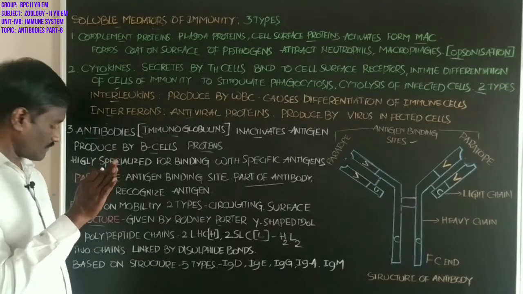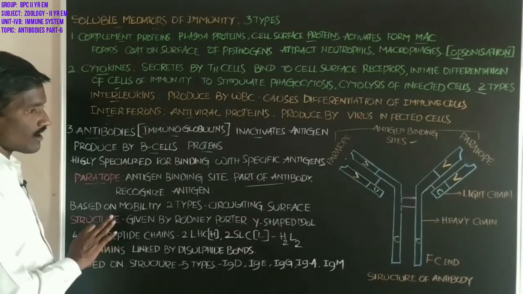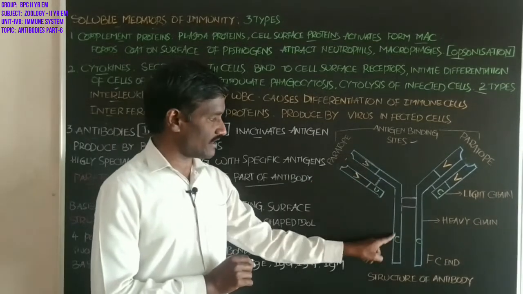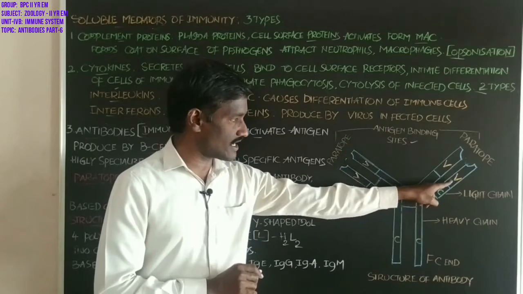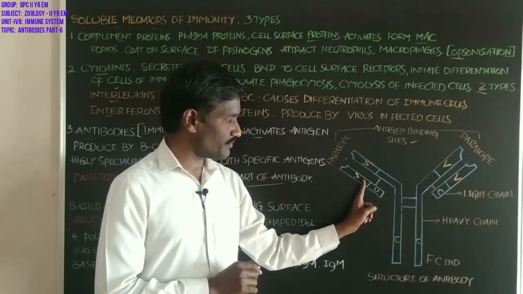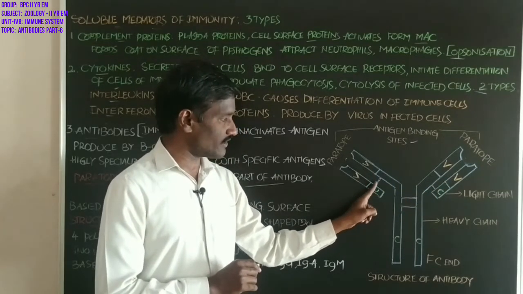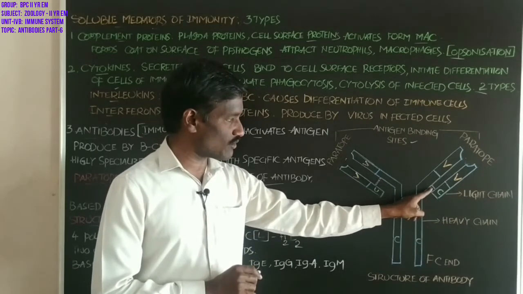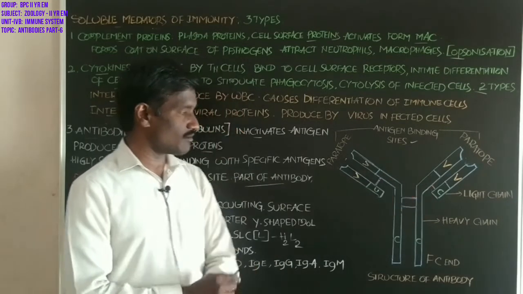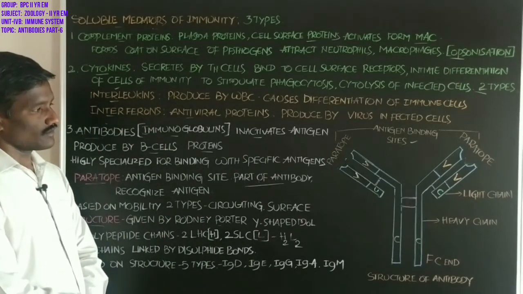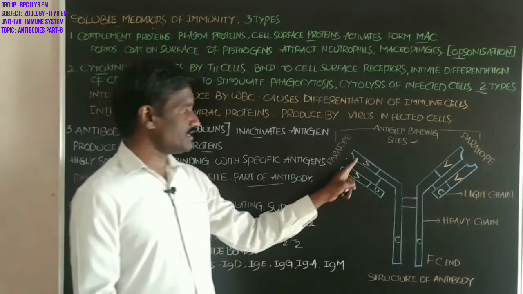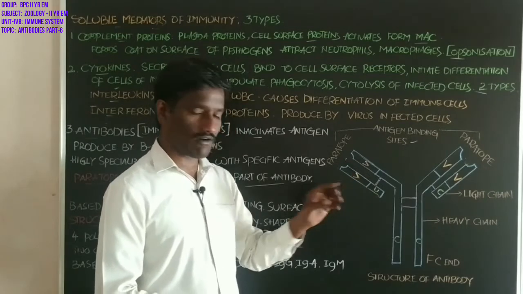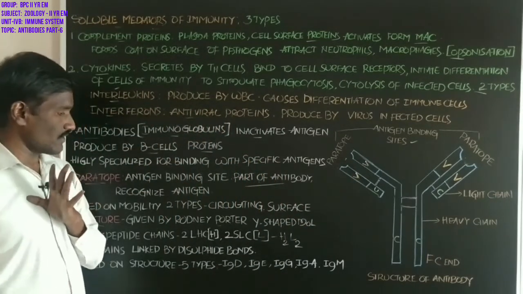Next, the chains in this antibody structure. The heavy chain and the light chains are linked with disulfide bonds. This is one disulfide bond, and this is another disulfide bond. Student, V means variable region and C means constant region.